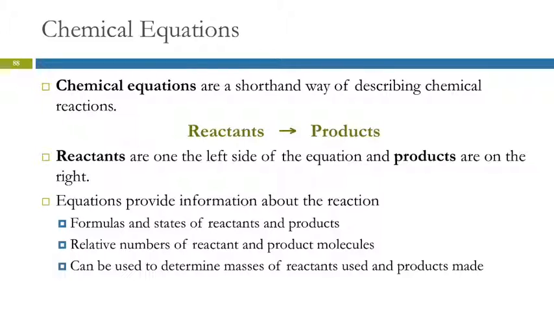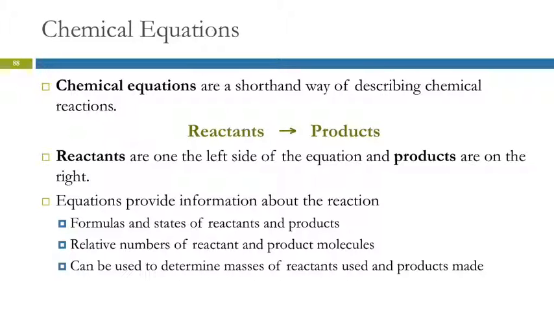So we use chemical equations as a shorthand way of describing chemical reactions. It makes it easier for us to see what's going on overall. They're somewhat like math equations, but instead of an equal sign, we use an arrow. And the arrow suggests the direction that this is going. The reactants are on the left, the products are on the right. So the reactants react to produce the products. And just like we read from left to right, we draw the equation from left to right.